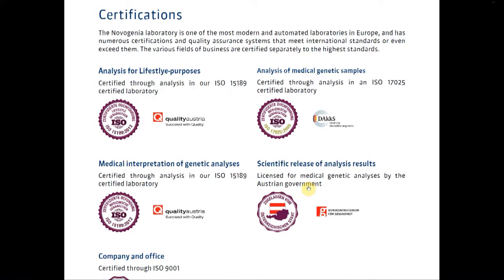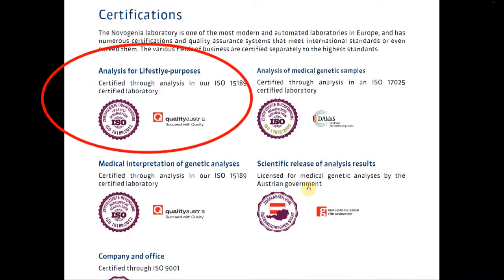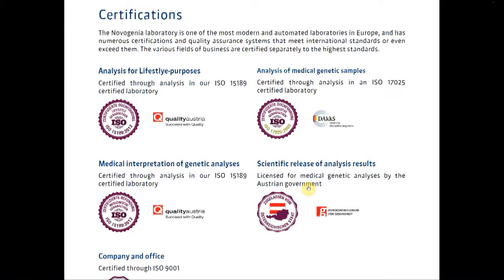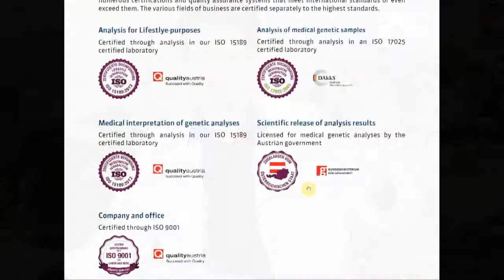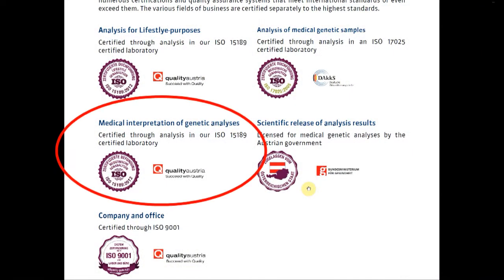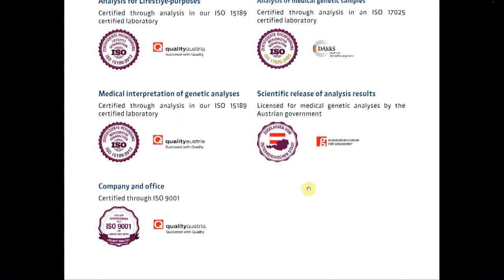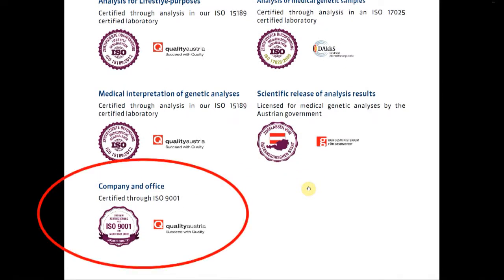Then the optional certification, the ISO 15189 certification, is the highest level of quality certification you can have for a medical laboratory. So it looks at quality control, checking for errors, validation of all processes and so on. And this certification applies to lifestyle analyses for weight management and healthy nutrition, as well as for medical interpretation and genetic analysis. And the company and office is ISO 9001 certified. This is all about document control, continual improvement and so on.